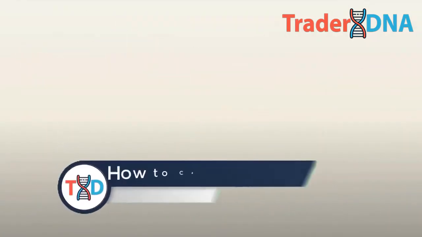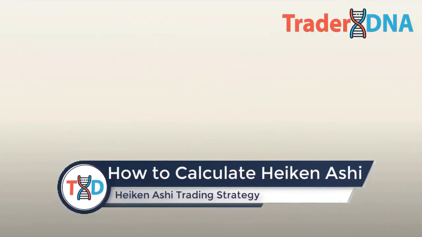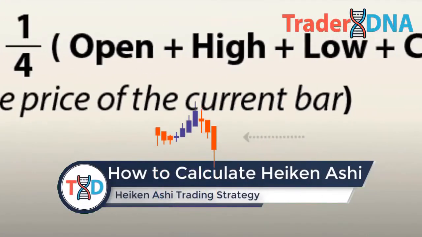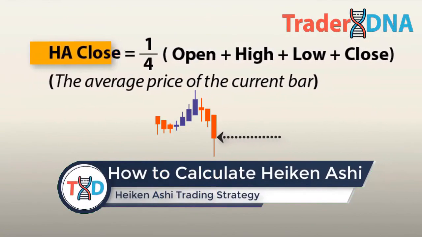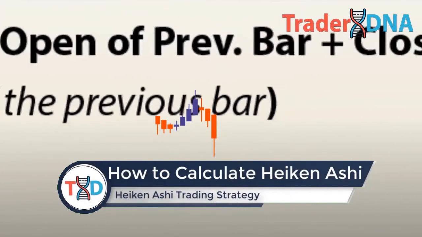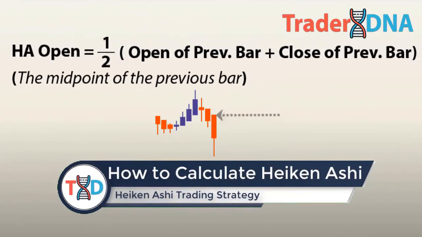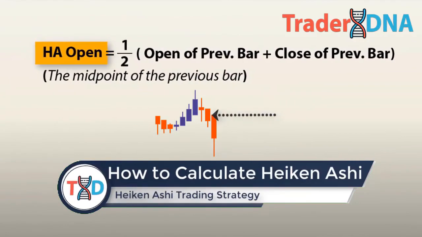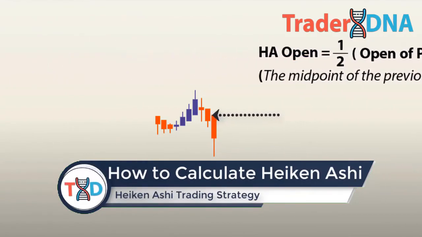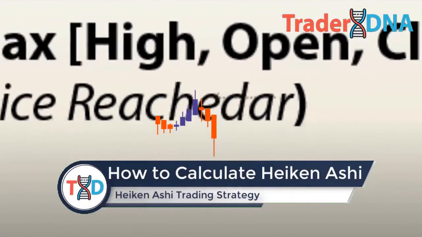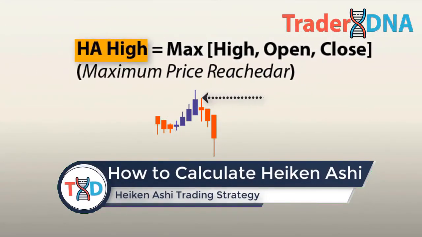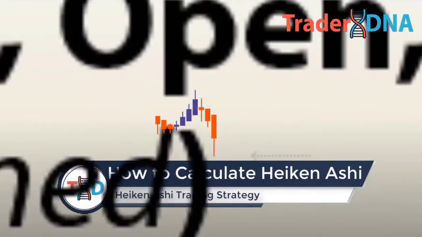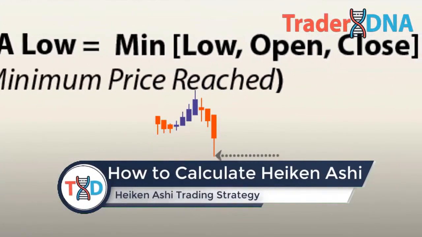If you're interested, here's the calculation. Heiken-Ashi close equals average of open, high, low, and close. Heiken-Ashi open equals midpoint of previous Heiken-Ashi bar. Heiken-Ashi high equals highest of high, close, and open. Heiken-Ashi low equals lowest of low, close, and open.